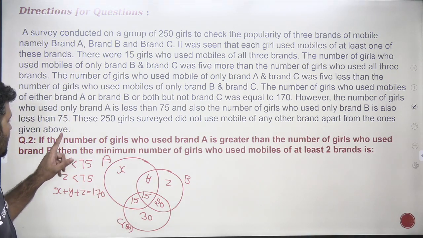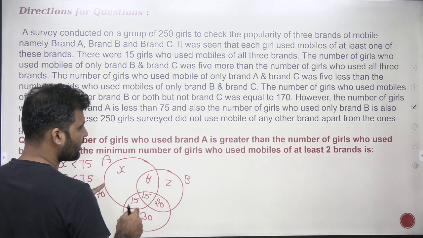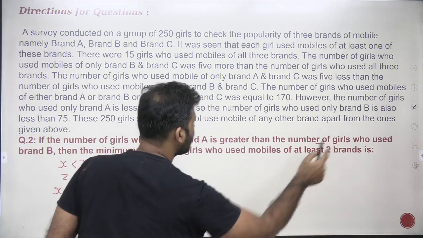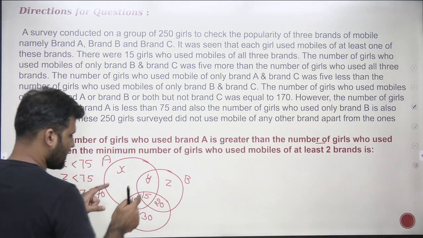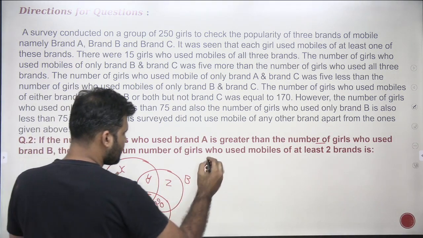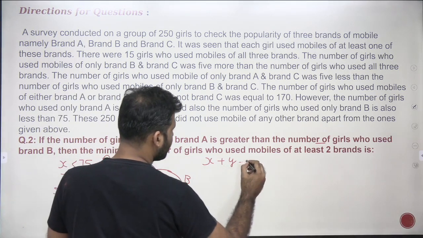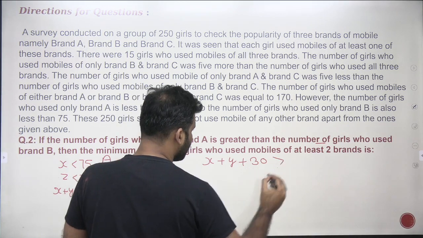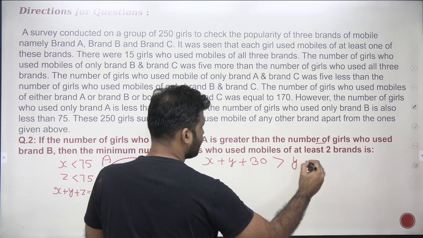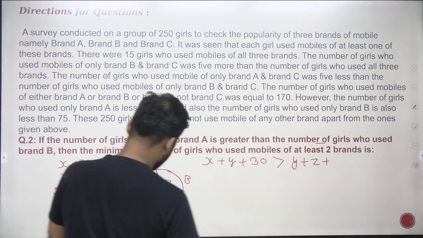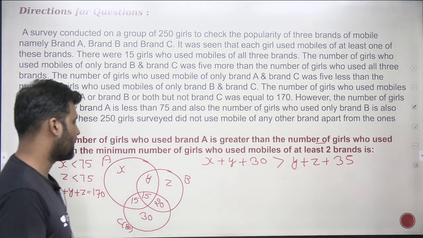Now the question says, if the number of girls who use brand A is greater than the number of girls who use brand B. The number of girls who use brand A is X plus Y plus 15 plus 15, that is 30. This value is greater than the number of girls who use brand B, that is Y plus Z plus 15 plus 20, that is 35. This has been given in the question.